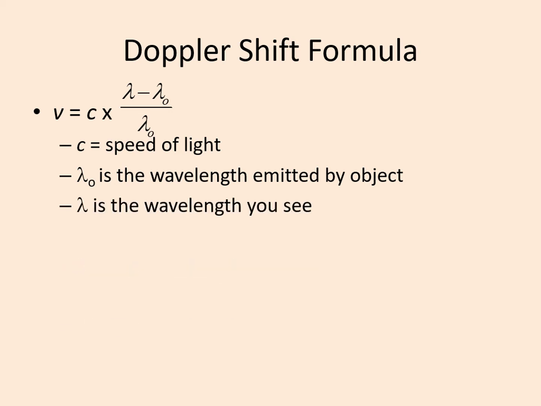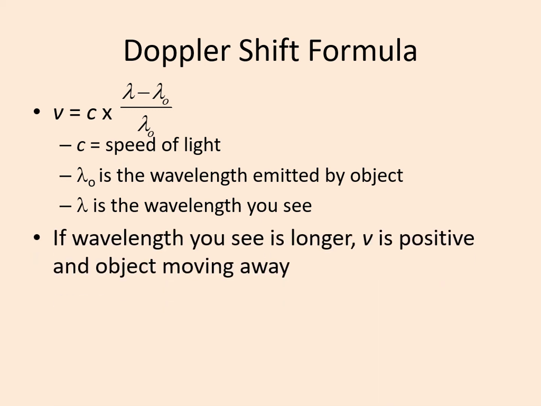Lambda without the naught is the wavelength of the same spectral line when we measure it with our instruments. This is called the measured wavelength. So by calculating the difference between the rest wavelength and the measured wavelength, we can find the velocity of the object that emitted the light. The units of the velocity will be the same as whatever units we put in for the speed of light.